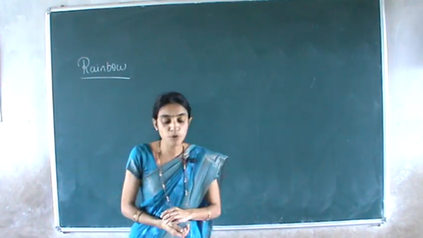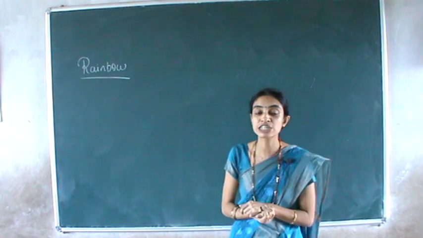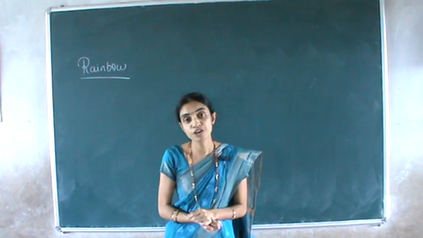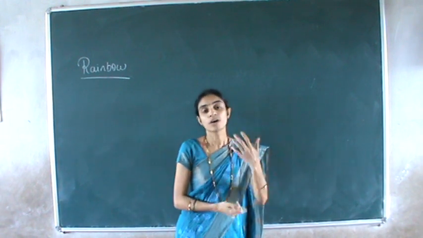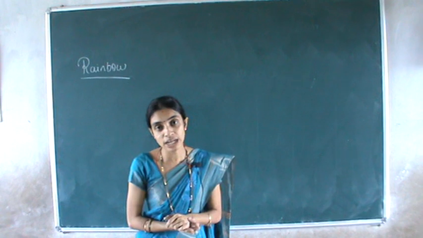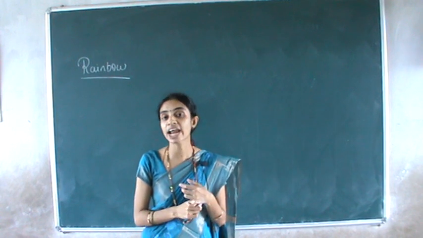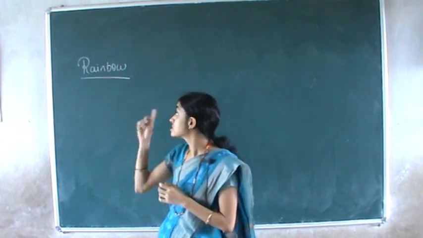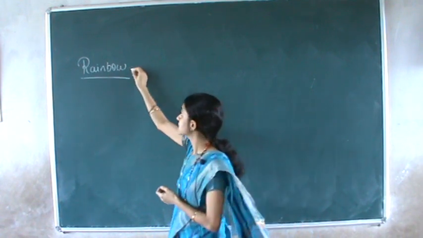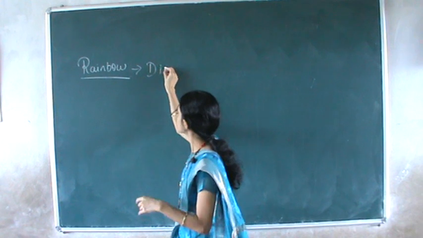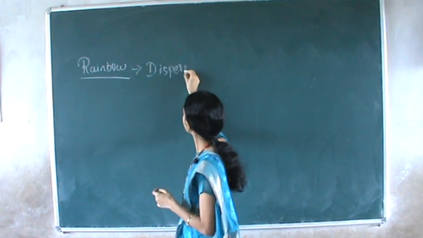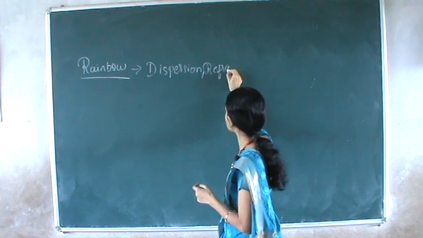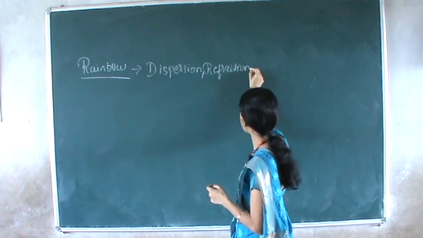Rainbow is formed due to the dispersion phenomenon, mainly because of dispersion. Along with that, two more phenomena occur, that is refraction and reflection. The main reason for rainbow formation is dispersion. Along with that, refraction takes place and also reflection.